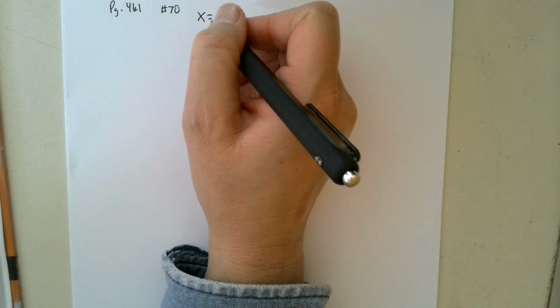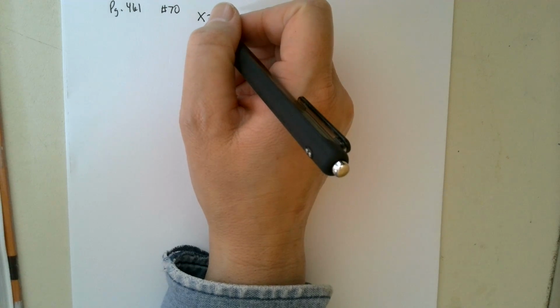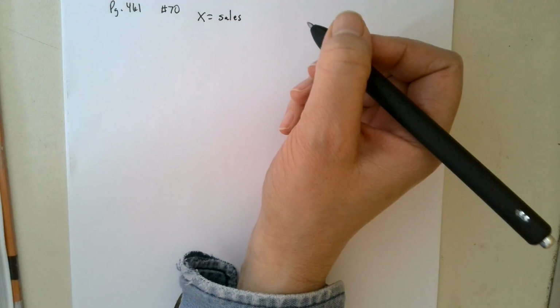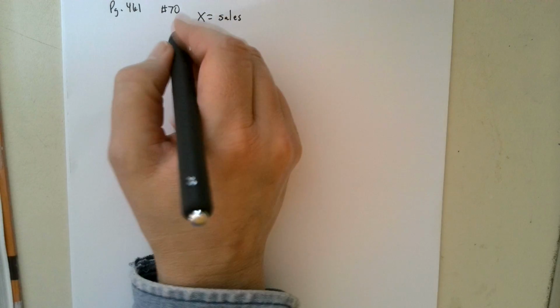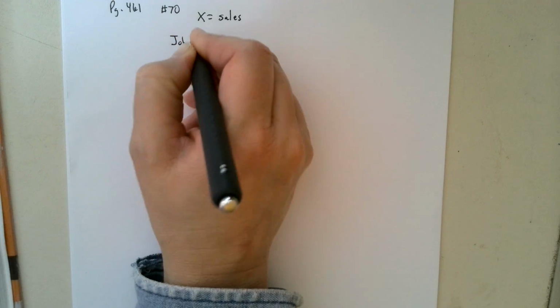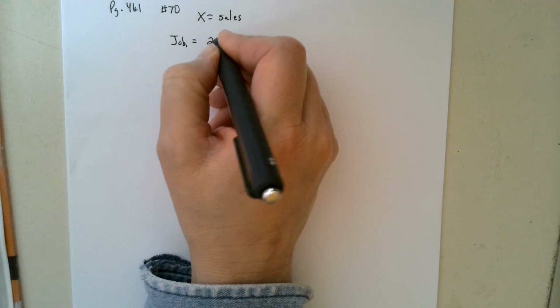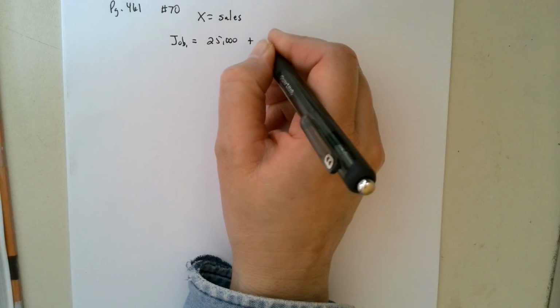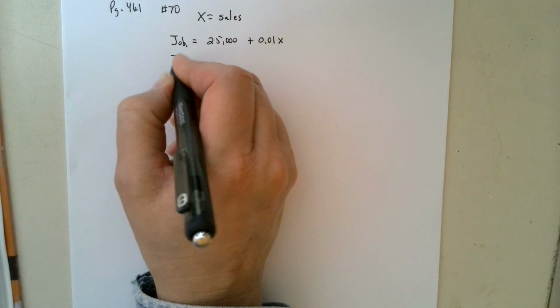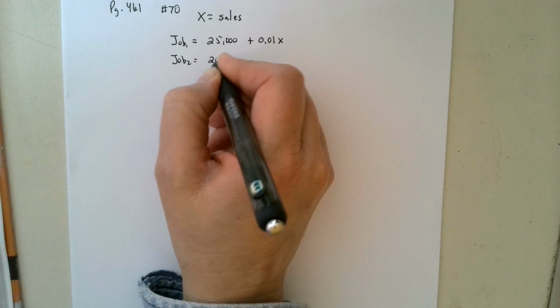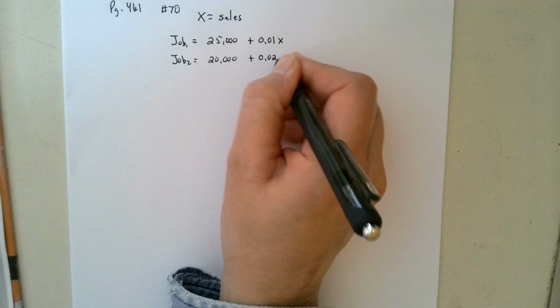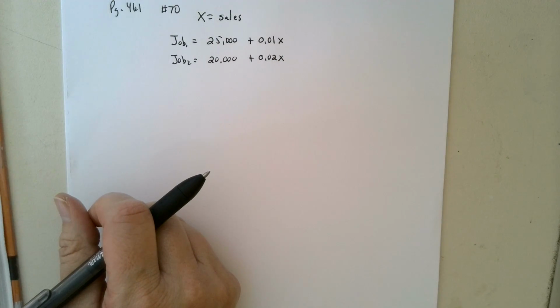So this time the unknown is the amount of sales, because your bonus depends on how much you sell. So we have job number one. It's $25,000 whether you sell anything or not. And then in addition to that, you get 1% of everything that you sell. Job number two is only $20,000 guaranteed, but you get 2% of anything that you sell.